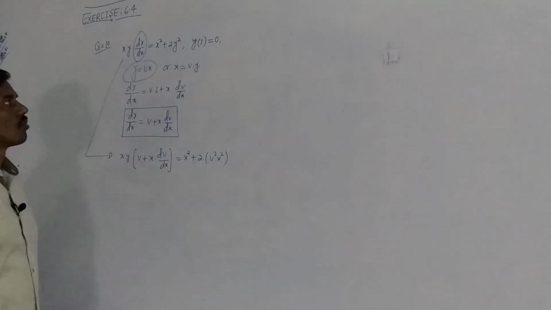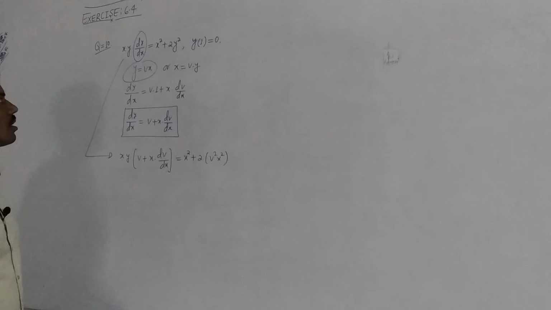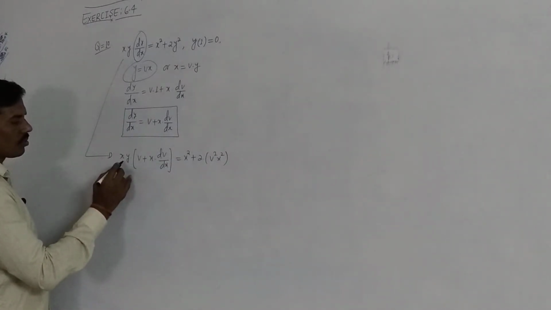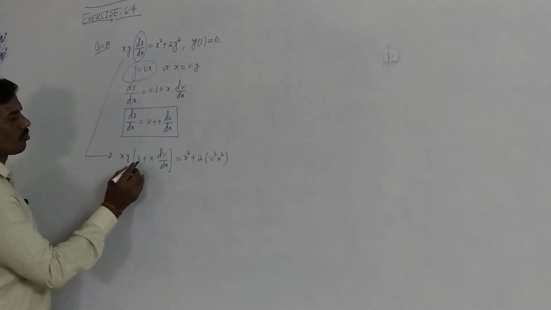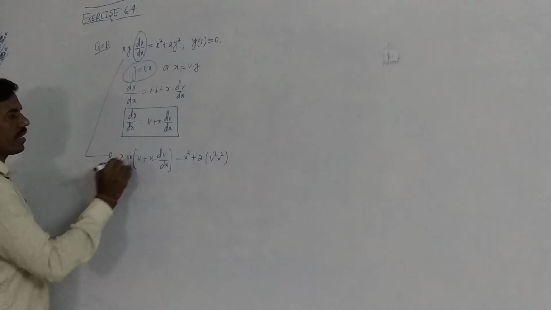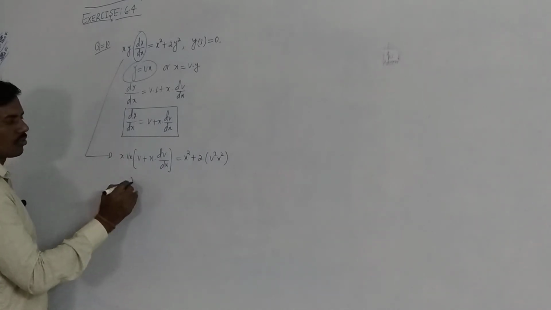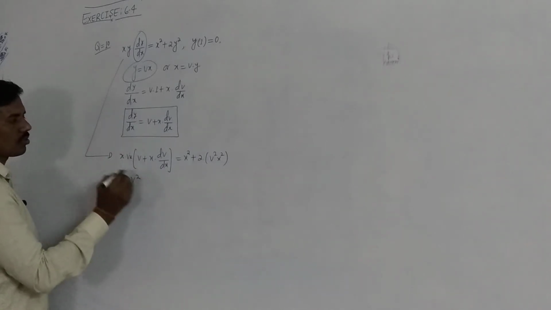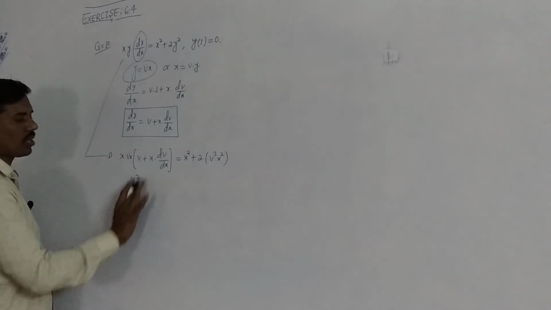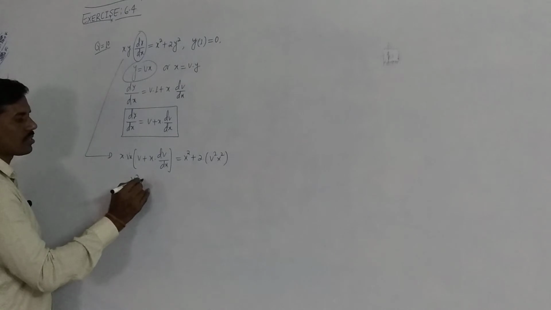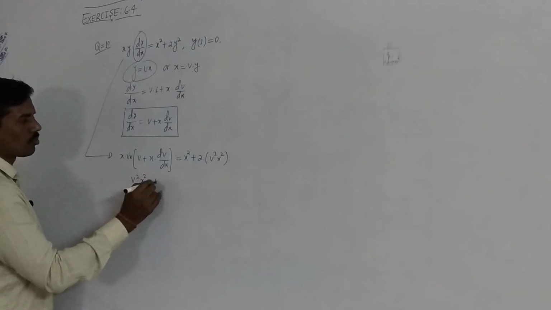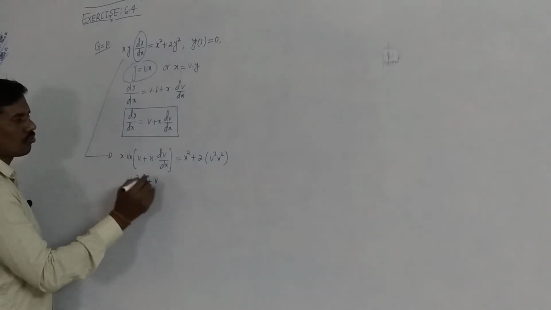y means vx, then y square is v square x square. Here xy is vx. Sorry, here we have to put y is vx, so v and v square x into x square, v into v square x into x is x square plus vx cube.